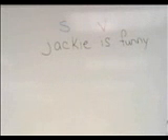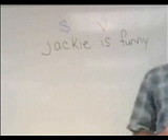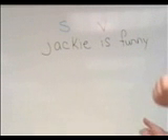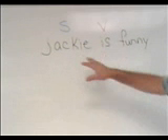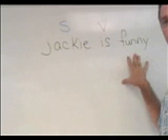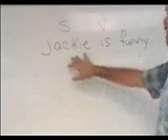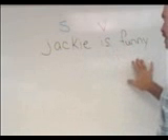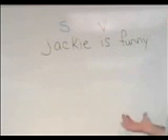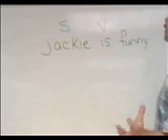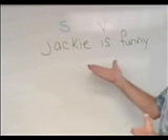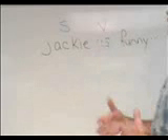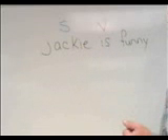Very good. Now we would look at the beginning, the ending, and the meaning. Jackie, the beginning. Funny is the ending. Jackie is funny. That has good meaning, and that makes sense, so we would say that that is a complete sentence. But when we look at this sentence, there's something that we learned earlier that is missing.